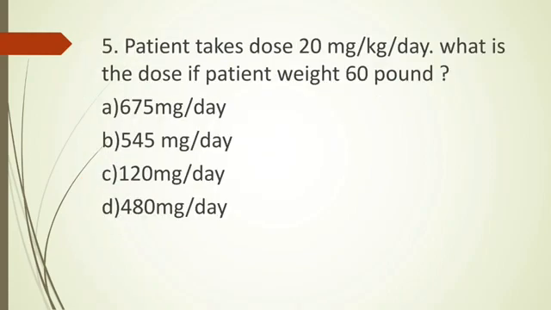Now let's see the fifth question. A patient takes a dose of 20 mg per kilogram per day. What is the dose if the patient weighs 60 pounds? Option A 675 mg per day. Option B 545 mg per day. Option C 120 mg per day, and option D 480 mg per day.